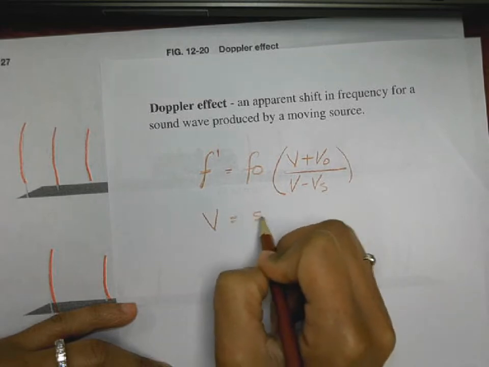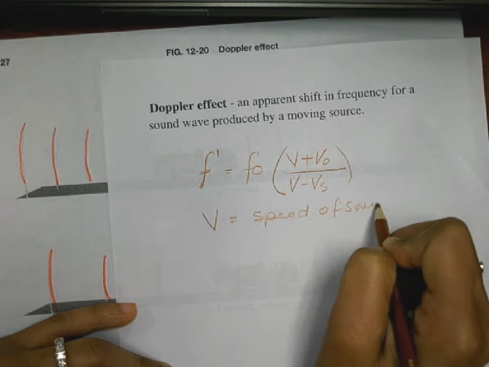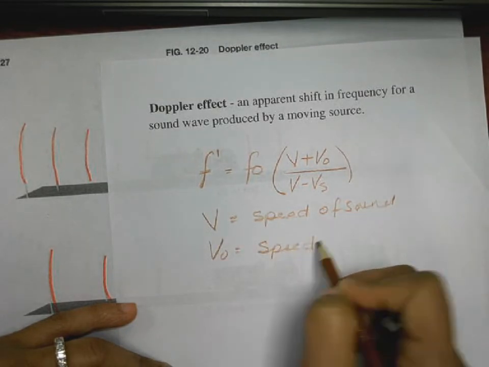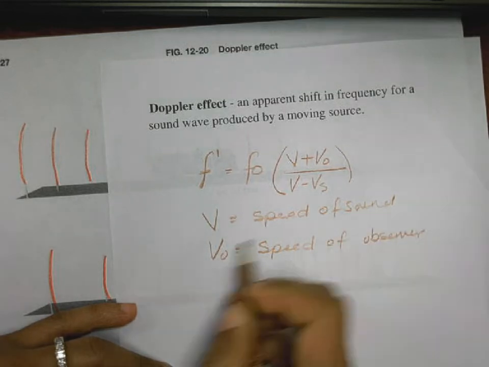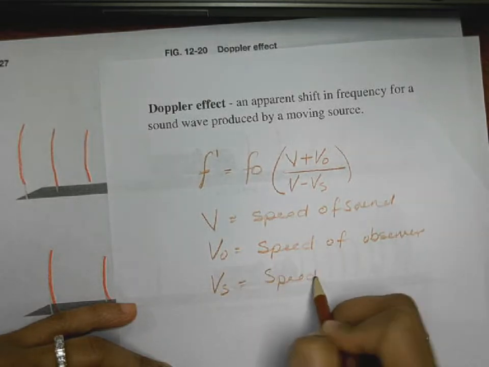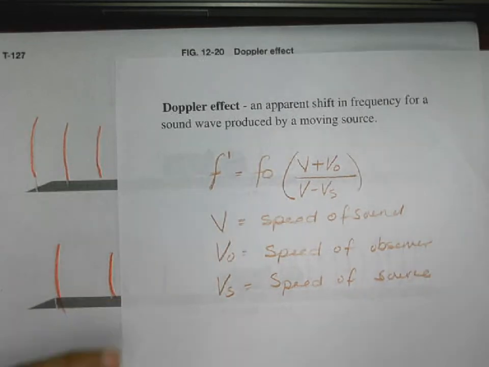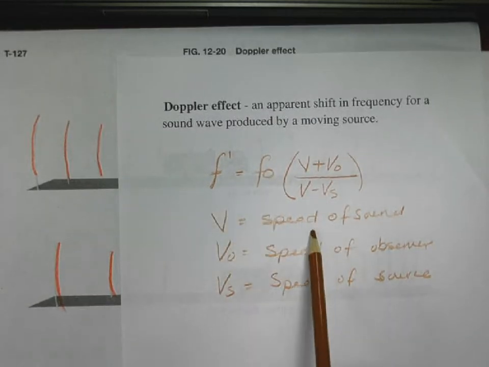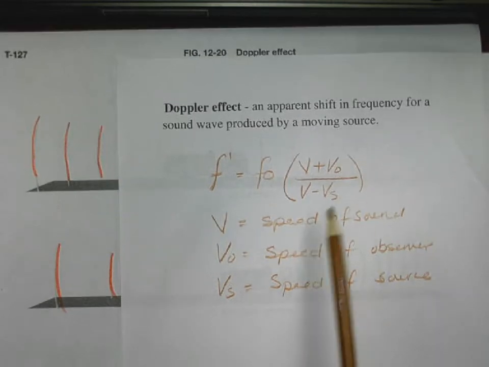V is the speed of sound. V O is the speed of the observer, who's hearing the sound. V S is the speed of the source, what's putting the sound out. So that's what these variables stand for. F prime is what you hear, F O is what's emitted, and V is the speed of sound in air, which is 343 meters per second for the most part.